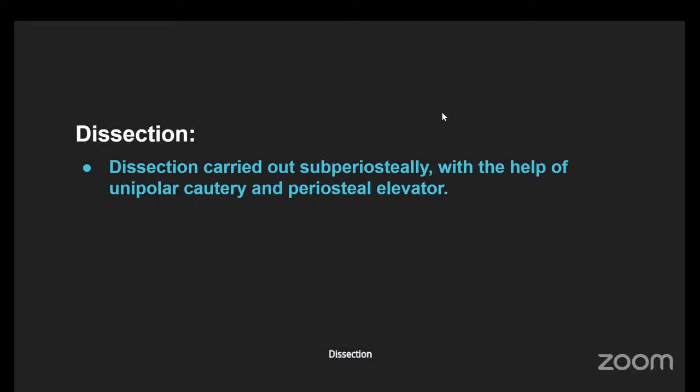The dissection is carried out subperiostally, we all know that. You can use unipolar cautery on low current so that the muscle is not getting burnt. And you can also use a combination of periosteal elevator. Both work perfectly fine. The only problem is it bleeds, and the bleeding can be controlled easily with the bone wax while you're doing it subperiostally.